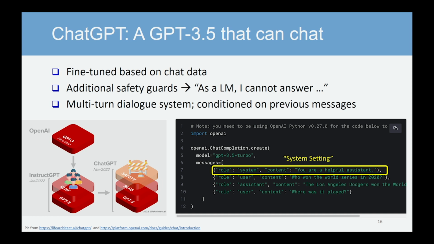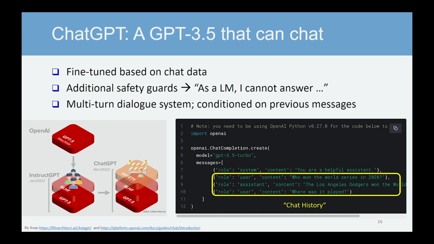You tell it that you are a helpful assistant, but they also realized later that the system actually didn't pay almost any attention to this sentence. They promise they will improve in the future. And then there's the chat history, what you have chatted with it before. You provide this as an additional constraint or condition that the model should be aware of. And then the model makes a prediction to give you the next sentence the assistant will tell you.